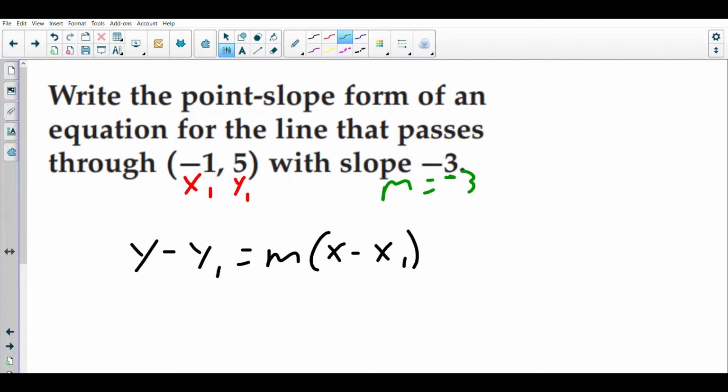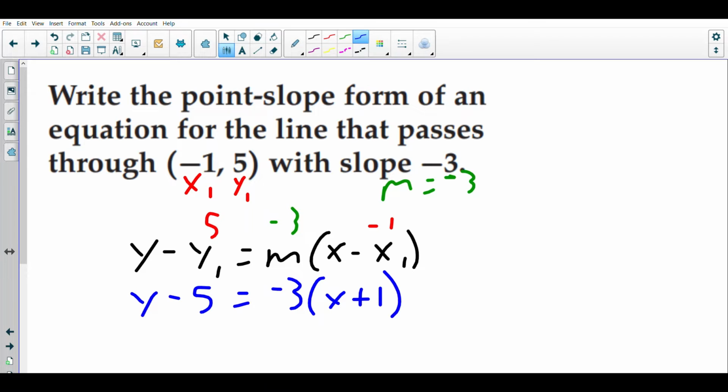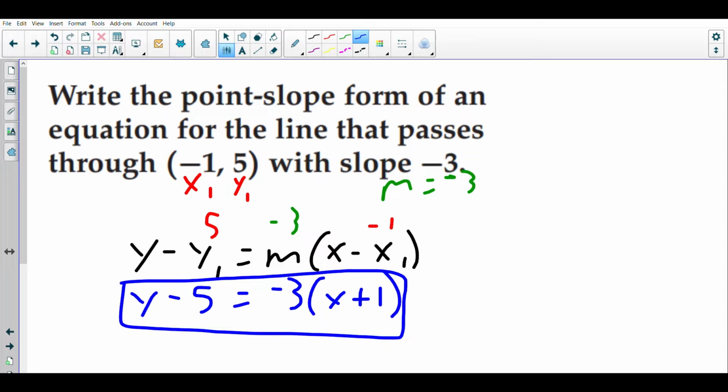And so now I just plug in where I need to. M is negative 3, y1 is 5, and x1 is negative 1. So now I just rewrite everything with my substitution. So y minus 5 is equal to negative 3 times x, double negative goes positive, so plus 1. And that's it. That's all there is to it. I'm just substituting in and simplifying.